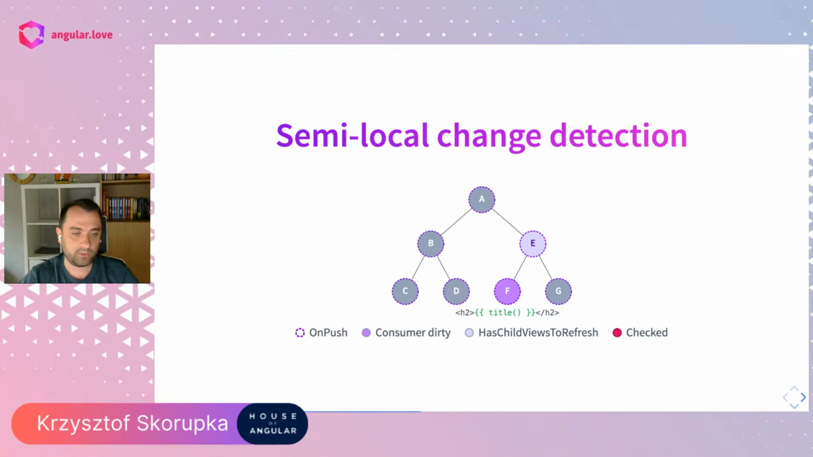So it is skipped completely. So it gets to E. And for E, this is the same story as for A. This is OnPush, not dirty, but has child views to refresh. And finally, we reach F. Its consumer is dirty and it is OnPush. So it means we need to run change detection for this one. So as you can see, we are executing change detection only for F. So we went from the default strategy where all of the components were checked, through the OnPush strategy with dirty marking, where just the path to the root was change detected, to this semi-local change detection where only a single component can be change detected. So that was already a pretty nice improvement.